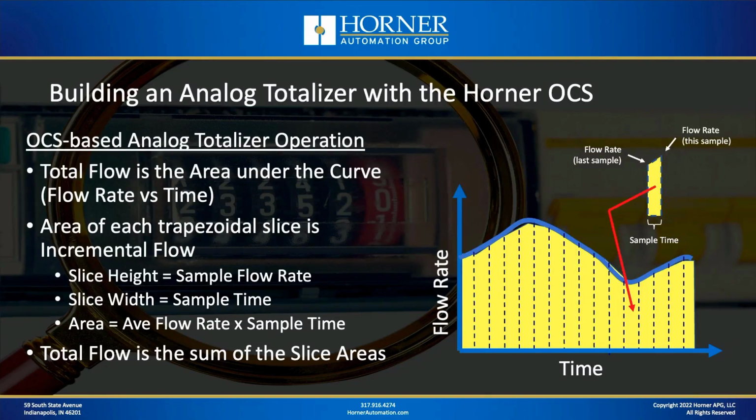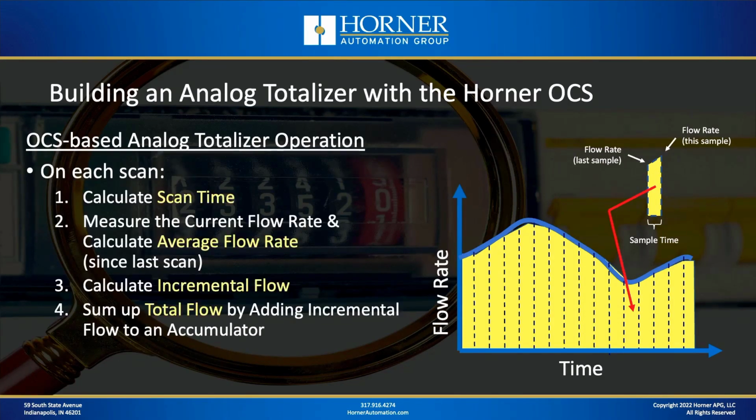So let's get back to the task at hand, and that is effectively taking analog samples, keeping track of our time, and calculating the area under the curve so that we get our total flow. So here's what we're going to do on each scan in our application. First thing we're going to do is calculate scan time. So how long has it been since the top of the previous scan? Why is that important? Well, we actually take our analog samples from our flow meter at the top of every scan. So we need to know how long it's been since the previous scan. So that's the first thing we're going to do, and that is we're going to calculate our scan time.